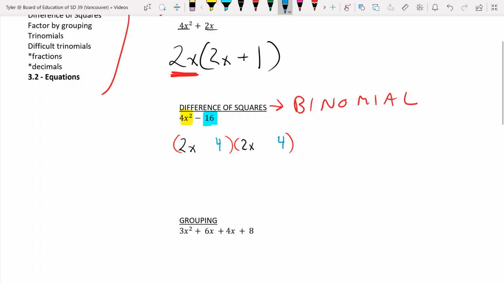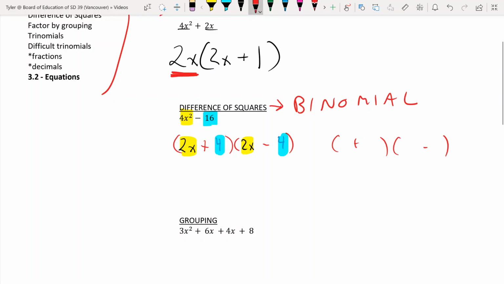So we write the square root of the first one there, and the square root of the second one there. Then the only thing you do is you write plus for the first term and minus for the second term. That's how it always works. It's always going to be plus, minus. You can write the minus first if you want. It doesn't really make a difference.